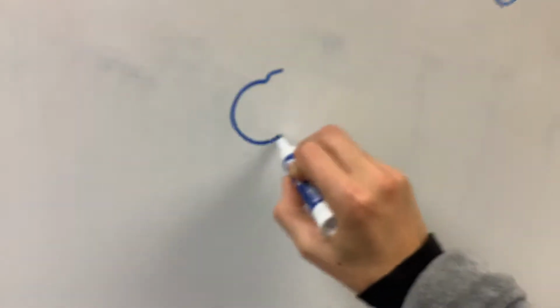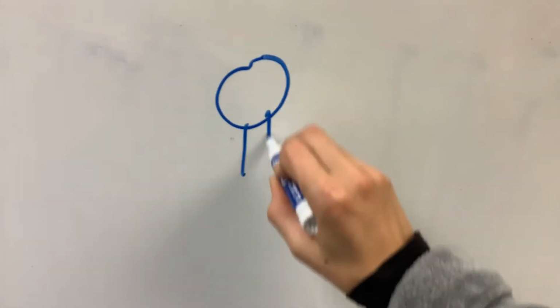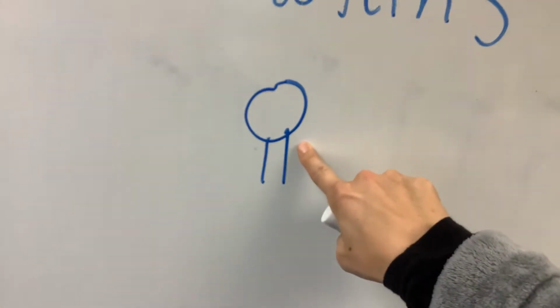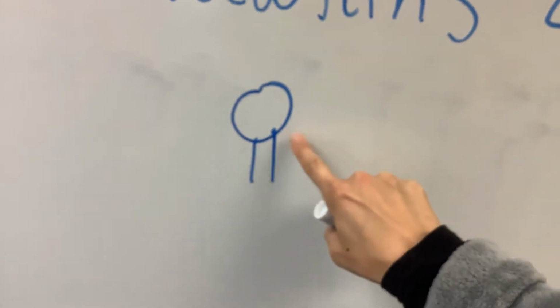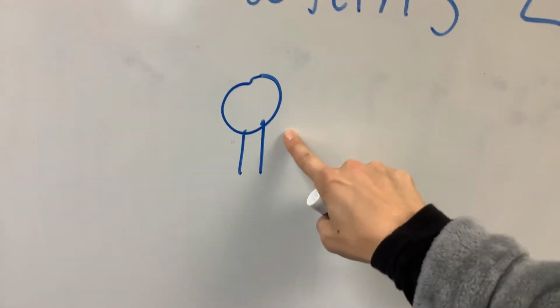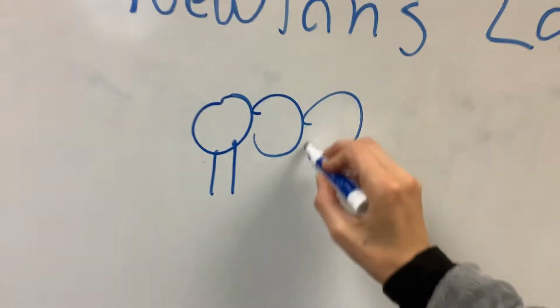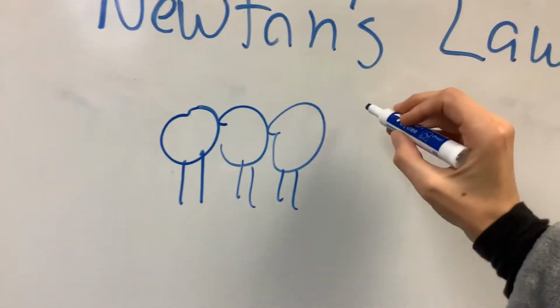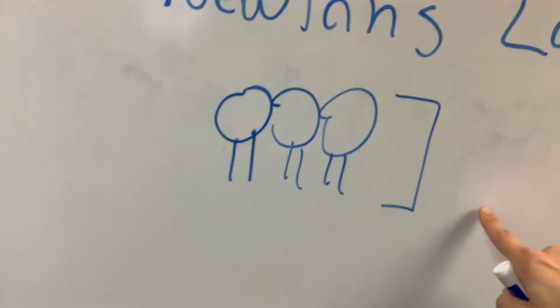I want you to draw at least 3 lipids. So these guys are fatty acid glycerol molecules. These are what one lipid looks like. And then I want you to draw at least 3. Okay, you're making a layer of lipids.